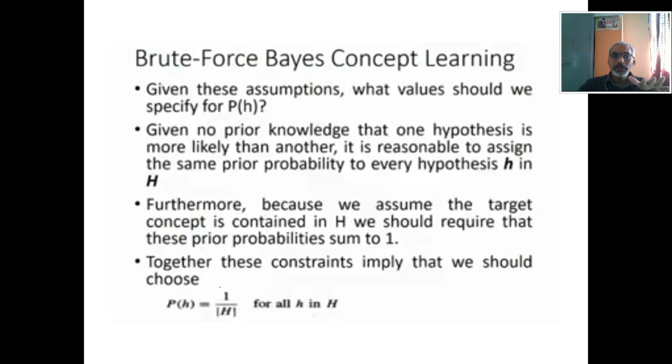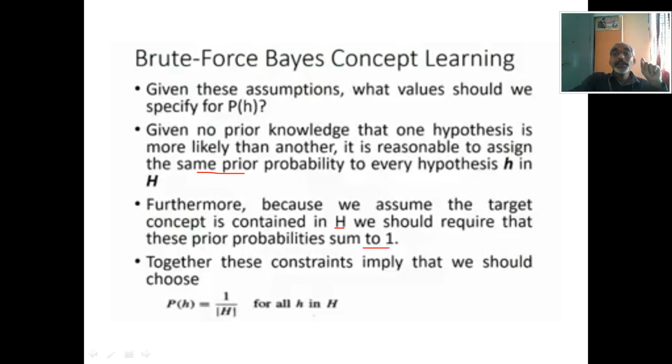So now we are going to assign the same prior probability to every hypothesis H. Further, because we assume that the target concept is contained in H, already we have assumed that the target concept should be in the set of all hypotheses. Since we have assumed that, we should require that these prior probabilities sum to 1.